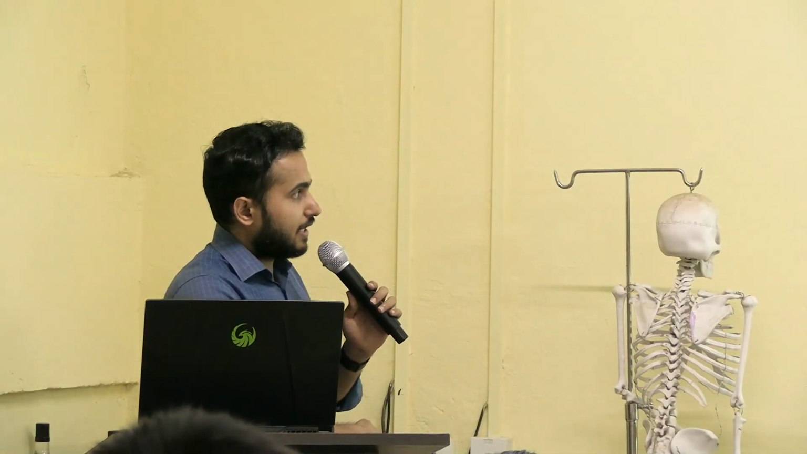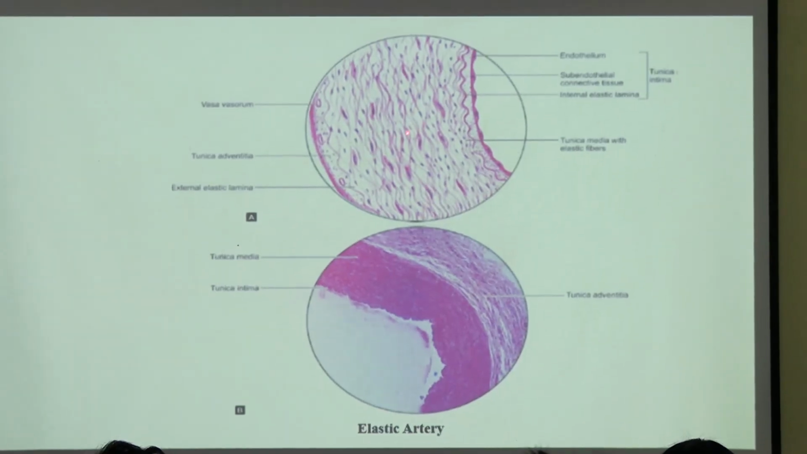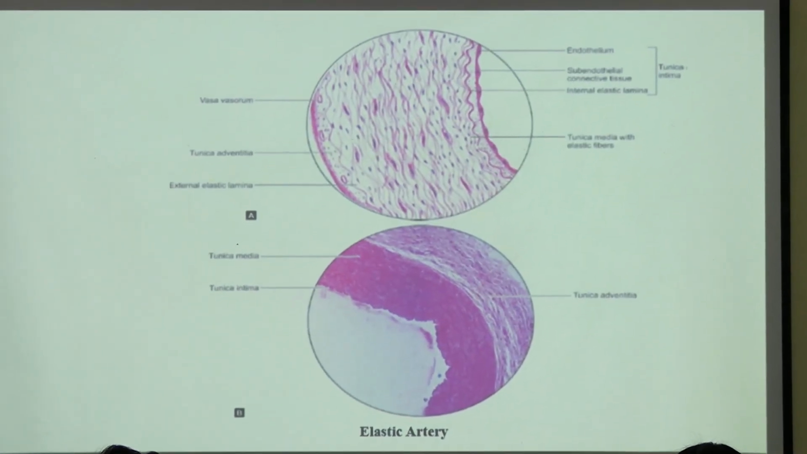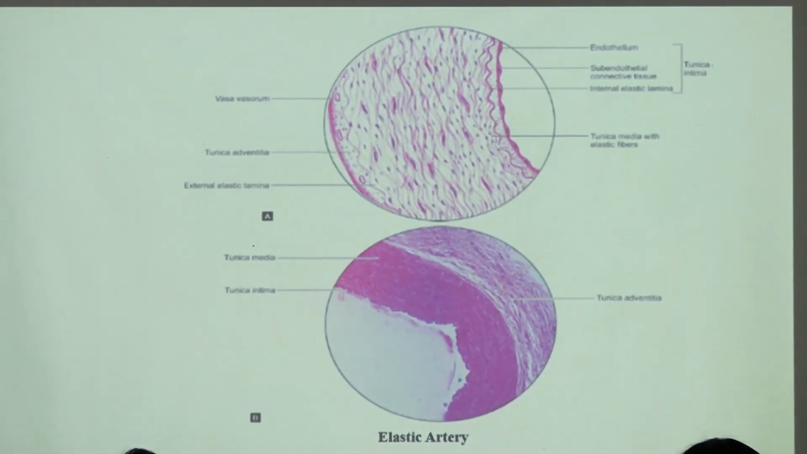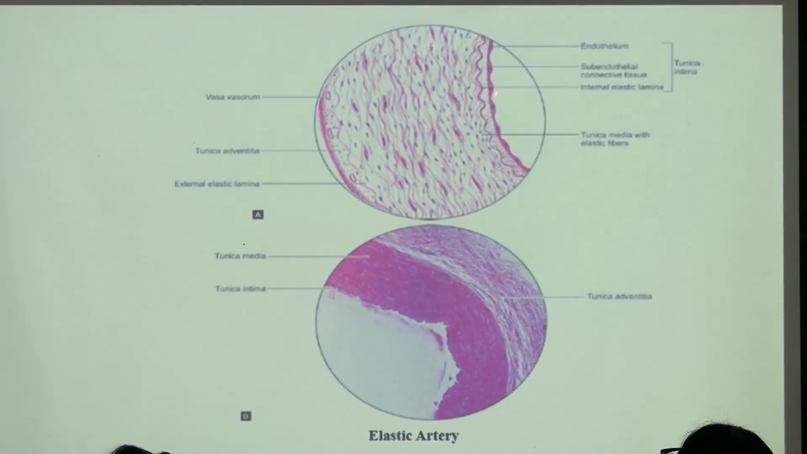Now, I have another diagram. So two diagrams are present over here. This is the schematic diagram, and this is the low magnification image of elastic artery. If you concentrate over here, can anyone tell me which is the innermost layer and which is the outermost layer? This is the innermost layer, this is the outermost layer. This is the lumen, so blood flows from here. Now, can you see the endothelial layer?